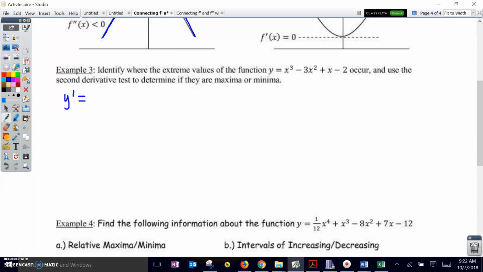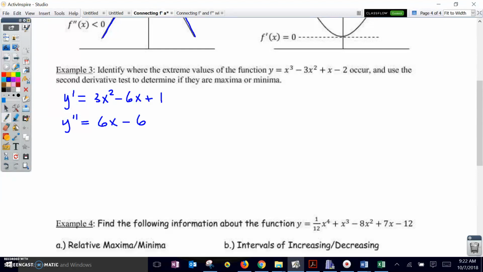So we go ahead and find the first derivative. It's y prime equals 3x squared minus 6x plus 1. And then we're going to use the second derivative test, so I'm going to go ahead and find the second derivative. y double prime equals 6x minus 6.